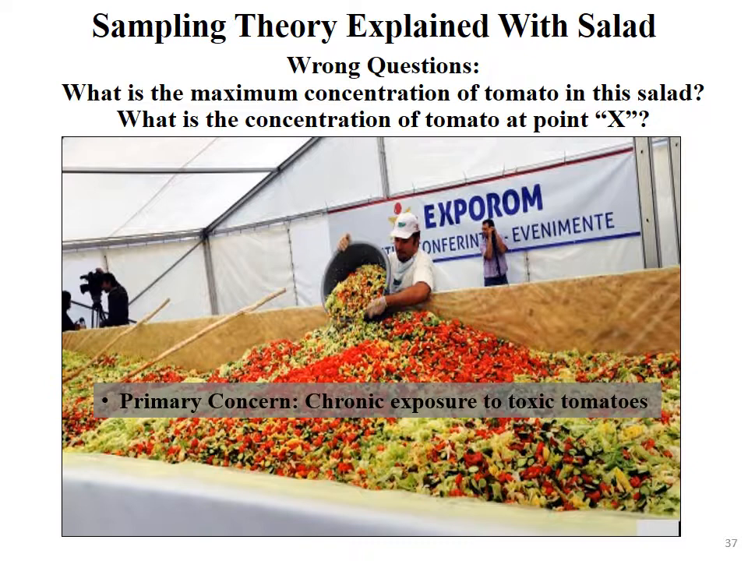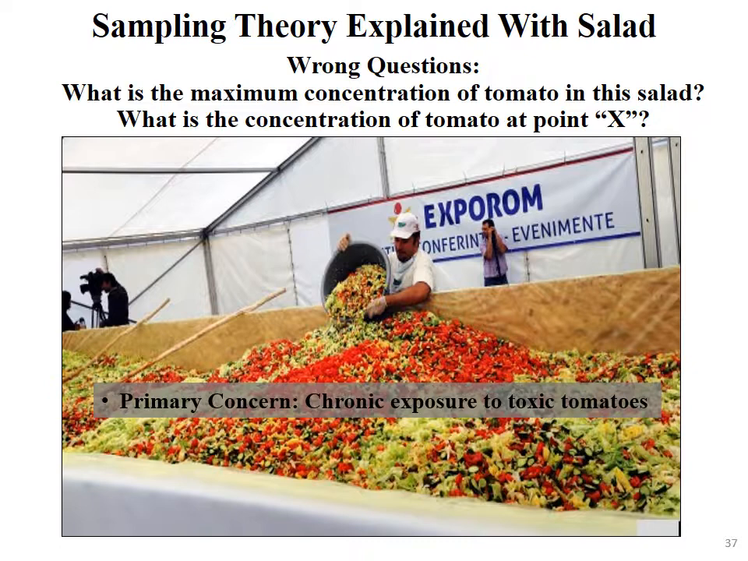Let's assume we have some large salad, and thinking in terms of chronic exposure concerns, say we're allergic to tomatoes over the long term. We're not going to talk about acute toxicity at this point. So we're going to eat this entire salad over our lifetimes, and we're concerned about the tomatoes in it. One of the wrong questions to ask is, what's the maximum concentration of tomato in this salad? Well, it's 100%. If you could zoom in, go in with a pair of chopsticks and pluck out a tomato and test it, it's 100 ppm tomato.